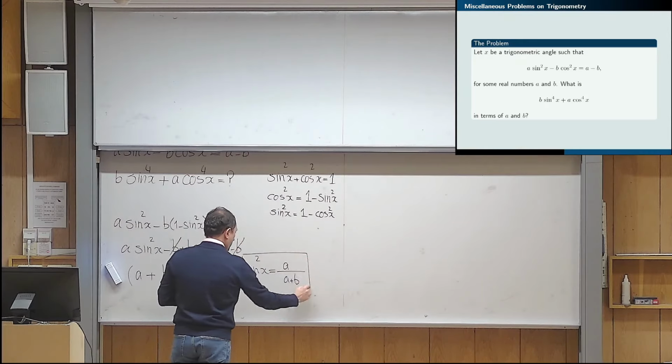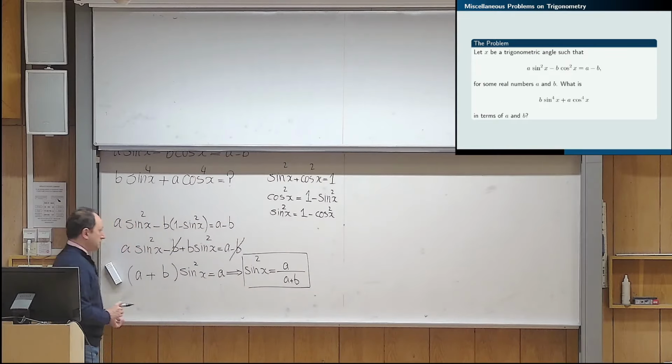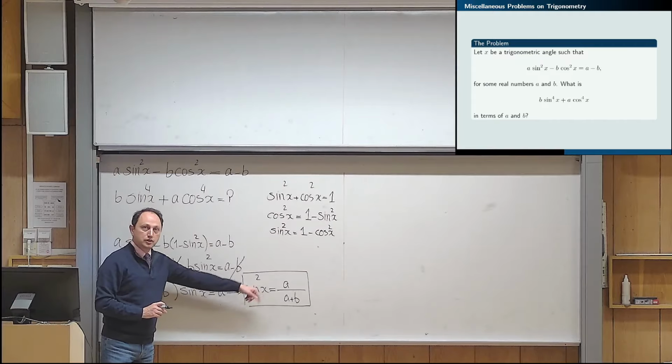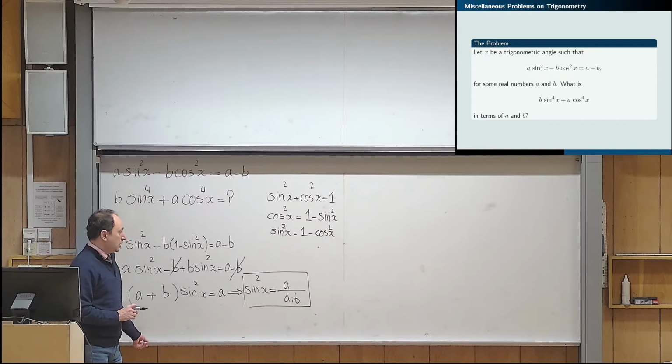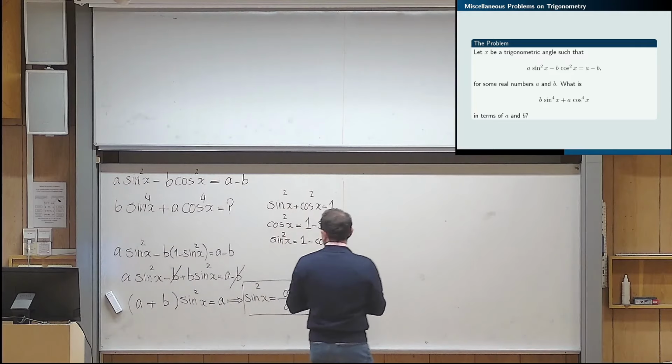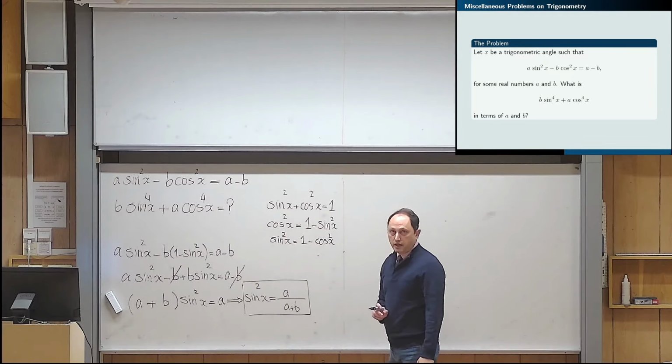This is what I get. So this is good because it expresses sine x in terms of a and b. And I can use this formula, for example, to find cosine x in terms of a and b.